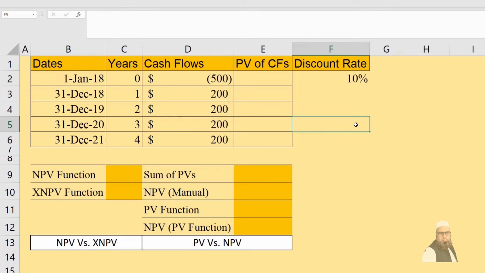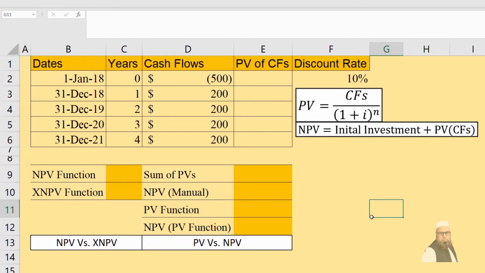Let's suppose we have a project that requires a $500 initial investment, invested on 1st January 2018, and after that it will provide $200 cash inflows for the next 4 years on a yearly basis. The discount rate is 10%. We have to calculate its present value and net present value in different ways, and then conclude our working by providing some recommendations. Firstly, we will calculate the present value and net present value using manual calculations, and after that we will use Microsoft Excel functions.